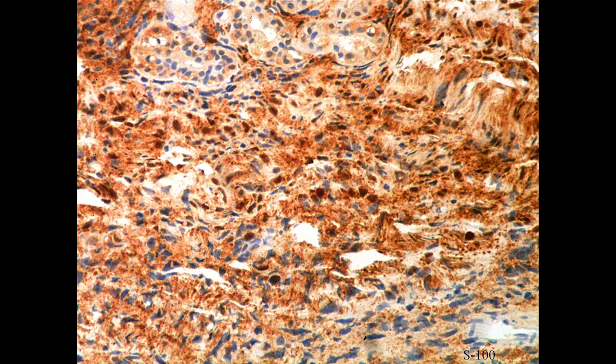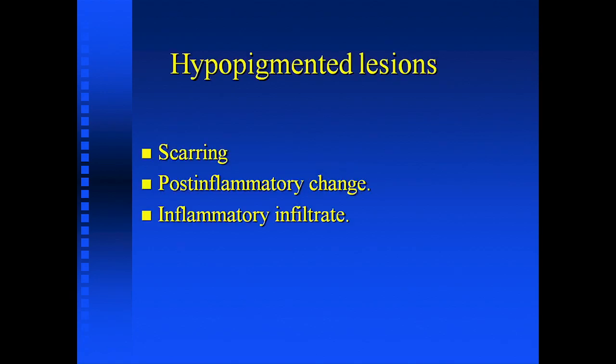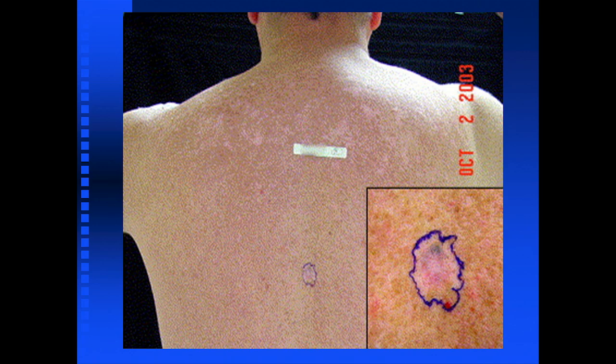So here's the S100 stain. Okay, here you can see cytoplasmic and nuclear staining. Group 2, hypopigmented lesion. You may see in the biopsy only scarring, post-inflammatory change, meaning melanin in the dermis, or an inflammatory infiltrate. Okay, here's just an example of what this could look like.